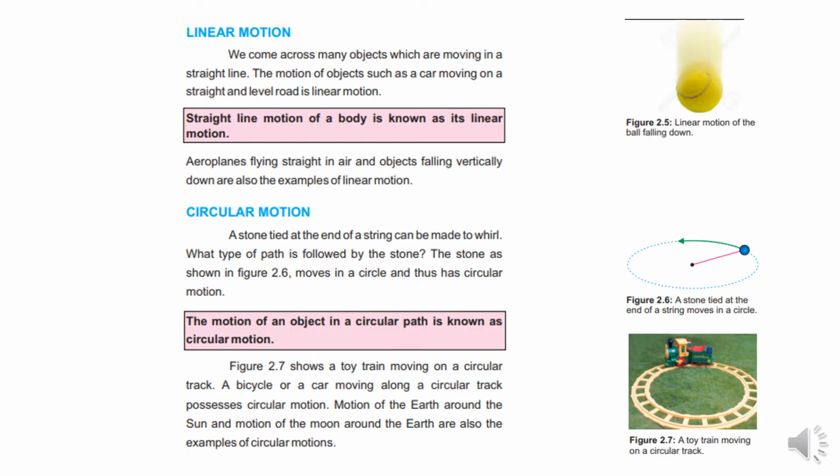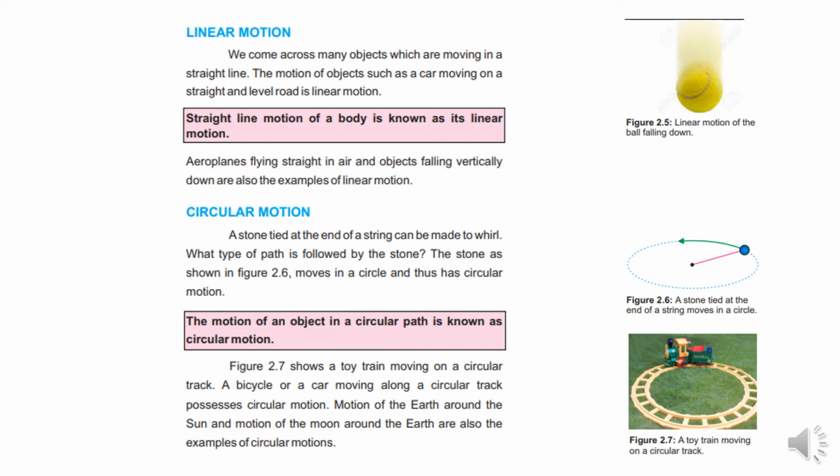Linear motion. We come across many objects which are moving in a straight line. The motion of objects such as a car moving on a straight and level road is linear motion. Straight line motion of a body is known as its linear motion.